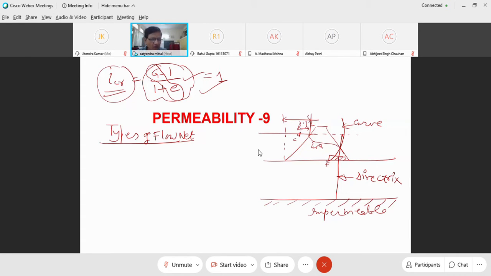Okay? So it depends what kind of situation is there below the ground. So broadly speaking, the first situation could be that flow is confined within saturation boundaries and the phreatic line is known.